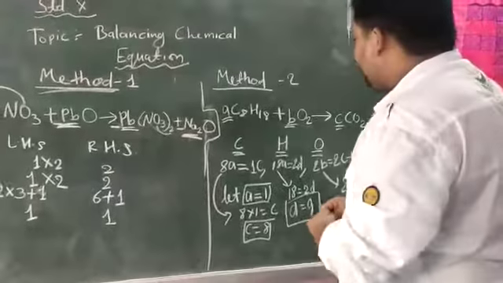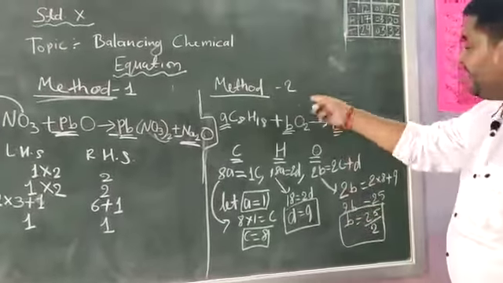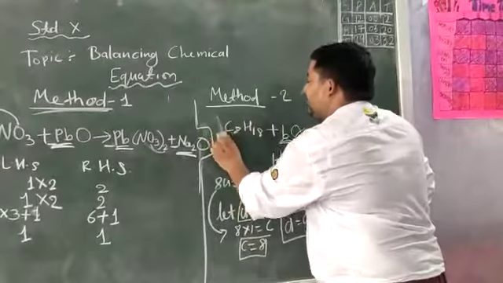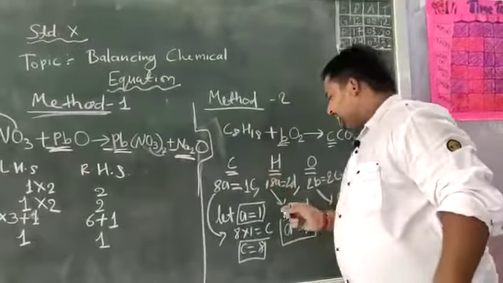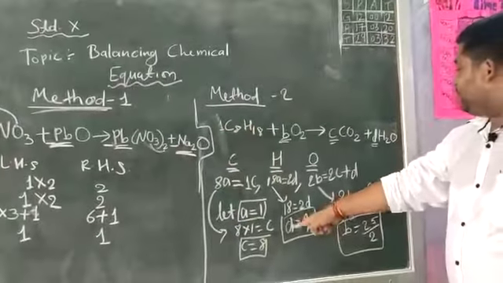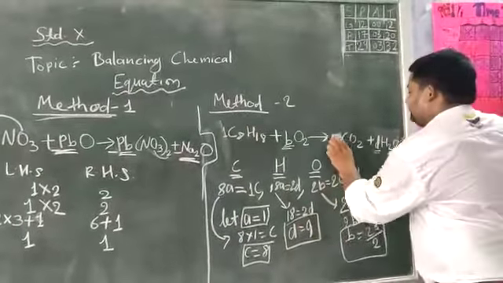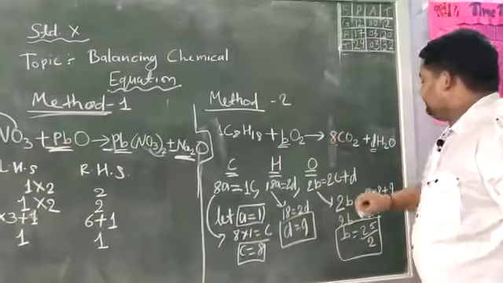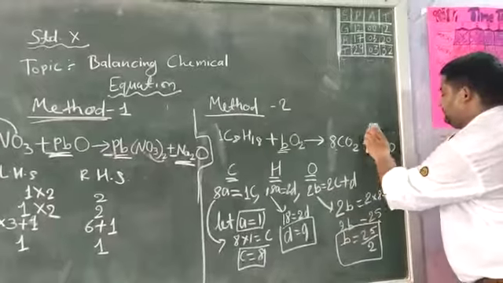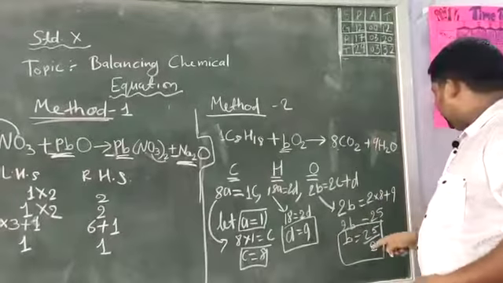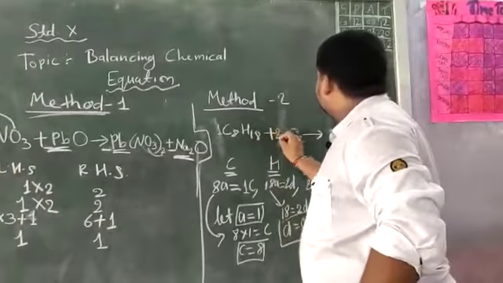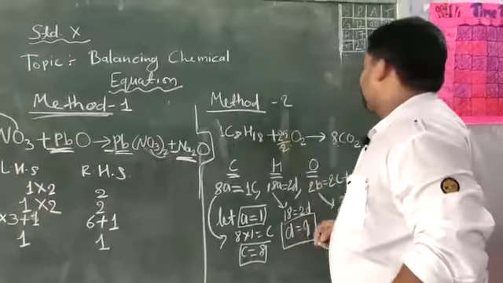After that, what you will do? Just put this value at the coefficient place. A is equal to 1. So write here 1, or don't write anything. Write here 1, no problem. C is equal to 8. Where is C? Here. Put here 8. D is equal to 9. Where is D? Here. Put 9. B is equal to 25 by 2. So write here 25 by 2.